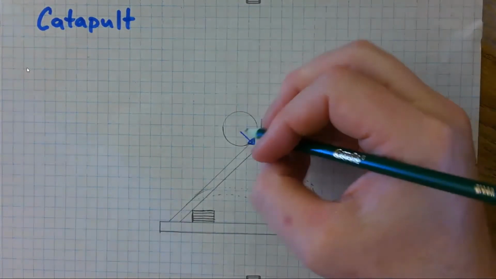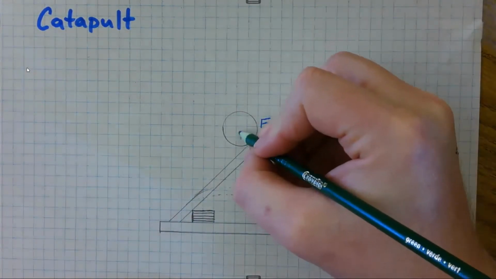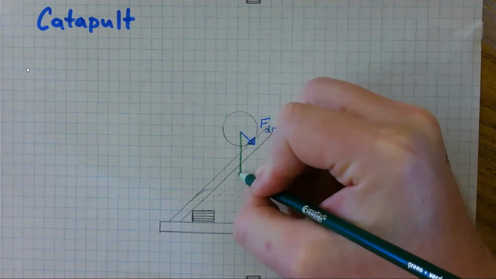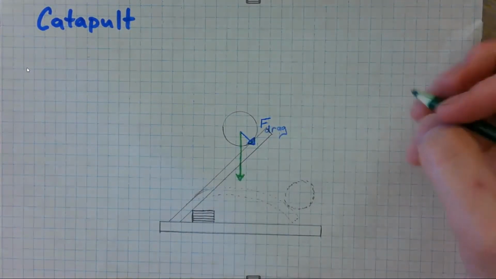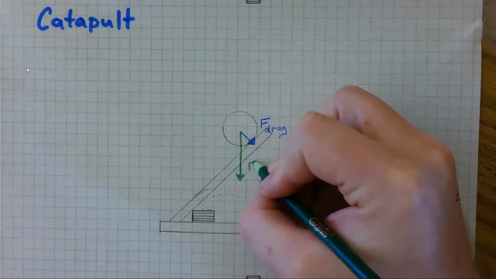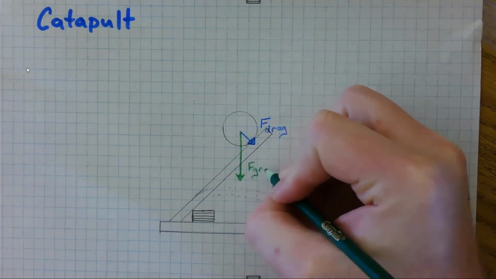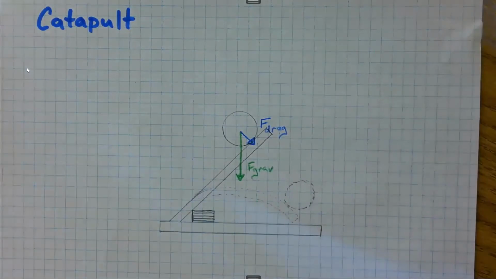Okay, somebody else said gravity. Gravity points straight down toward the earth because the earth is what's making the gravity. So we'll label that F grav, for force of gravity. And then we're missing one force, aren't we?